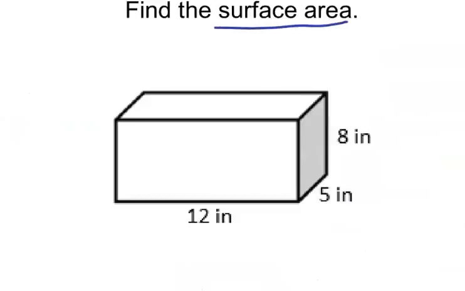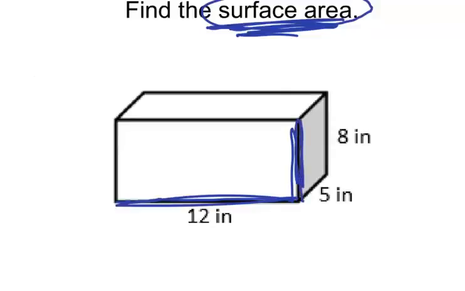Find the surface area. We're not finding the volume, so we're not doing length times width times height. We are finding the surface area, which means we are finding the area of the front, the back, the top, the bottom, and each one of the sides. So to find the surface area of the front, it's going to be 12 by 8. What is 12 times 8? Well, that's 96. We're going to write that down twice because that would be 96 inches squared for the front and 96 inches squared for the back.